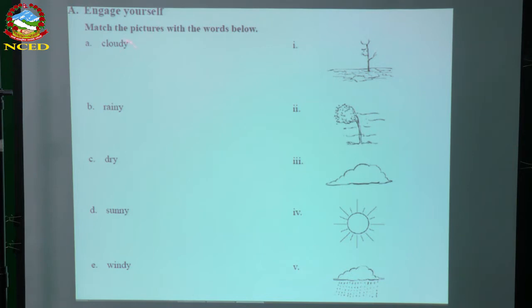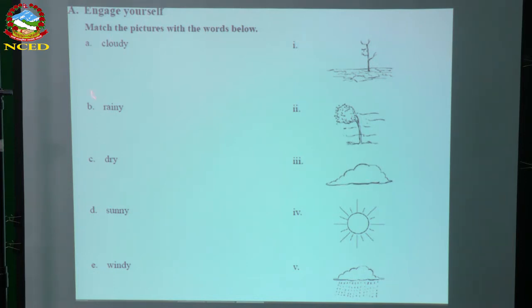The first word is cloudy. So among the 5 pictures on the right hand side, which picture do you think shows that it is cloudy? Can you guess? Okay, I'm sure you have guessed right. The third picture shows clouds. So we can match cloudy with the third picture.